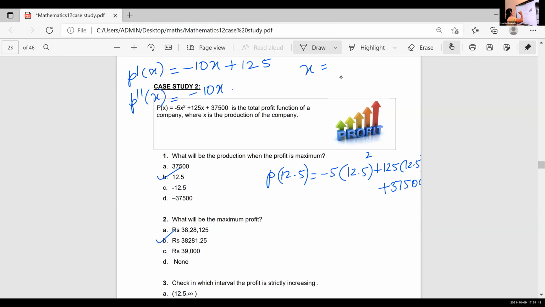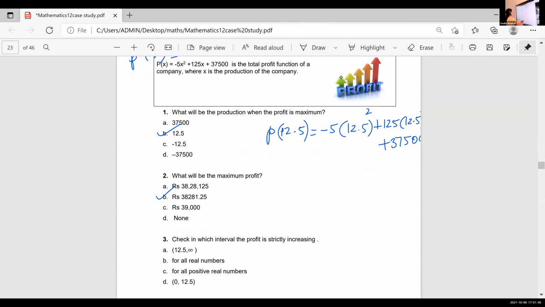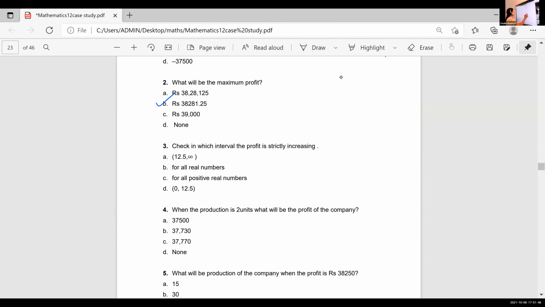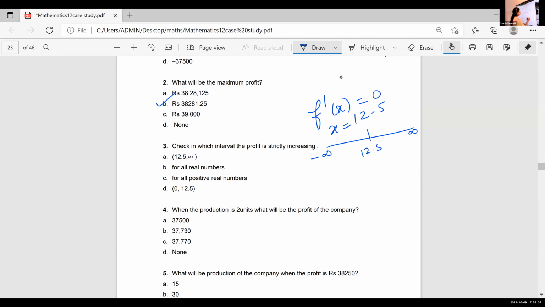Then, those who have completed, try the third one. Find the interval in which it is increasing. How to find whether it is increasing or not? For that, you have to equate f dash of x to 0. So when we equate it, we get x is 12.5. Already we got this, so no need to differentiate again. Instead, you take the interval minus infinity to plus infinity. Here we got the stationary value as 12.5. So in the interval minus infinity to 12.5, what about f dash of x? Is it positive or negative? Or in 12.5 to infinity, is it positive or negative? Accordingly, you write the answer.